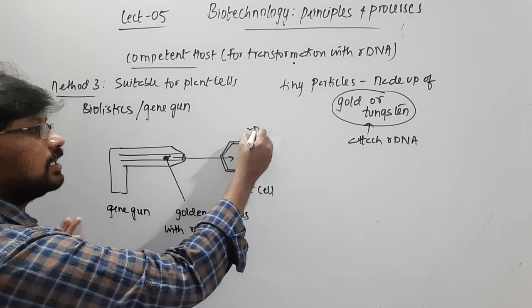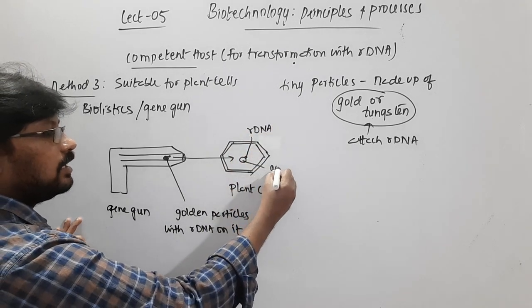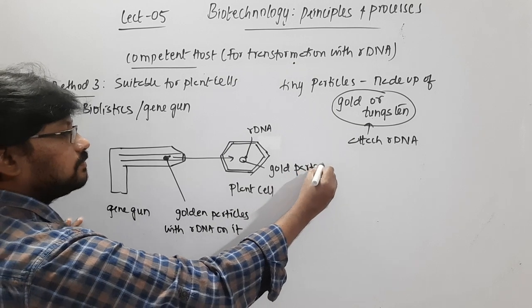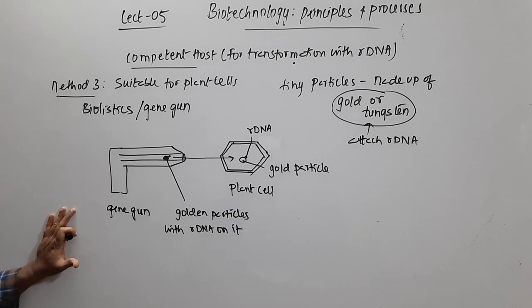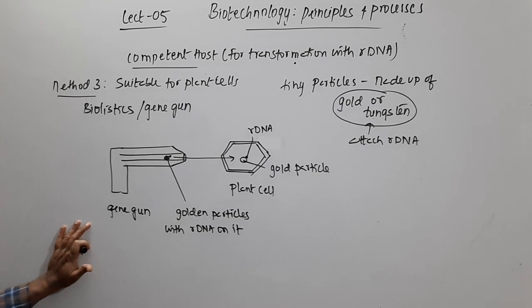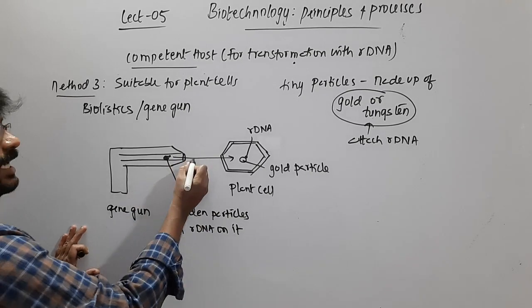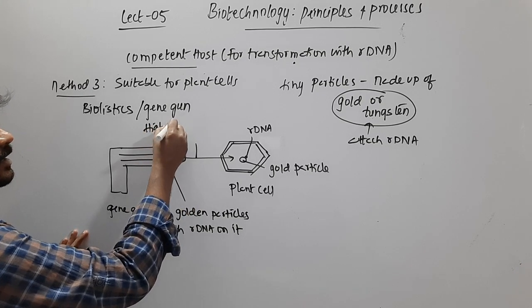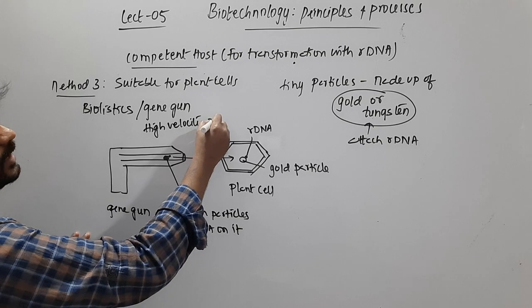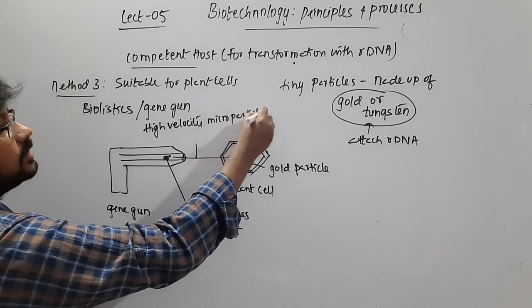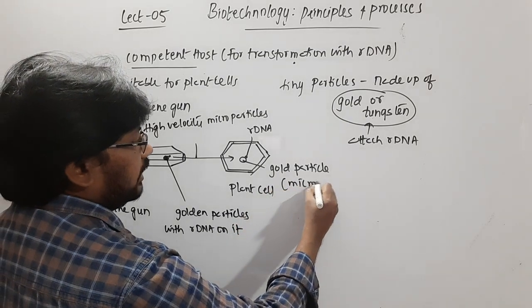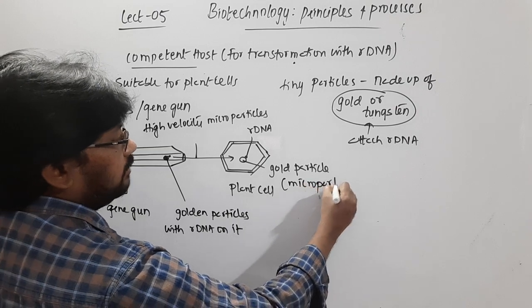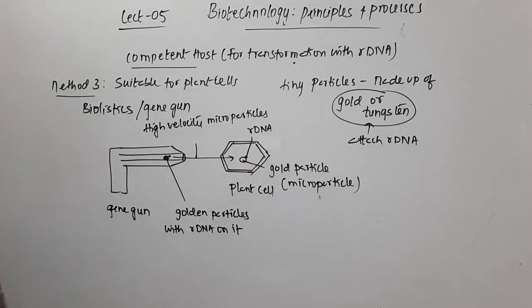Okay, so this is rDNA and this is a gold particle, right? So that we can directly allow this rDNA into the plant cells. This is at high velocity, and these are micro particles. So gold particle is a micro particle, a very tiny particle that can enter into the cell.